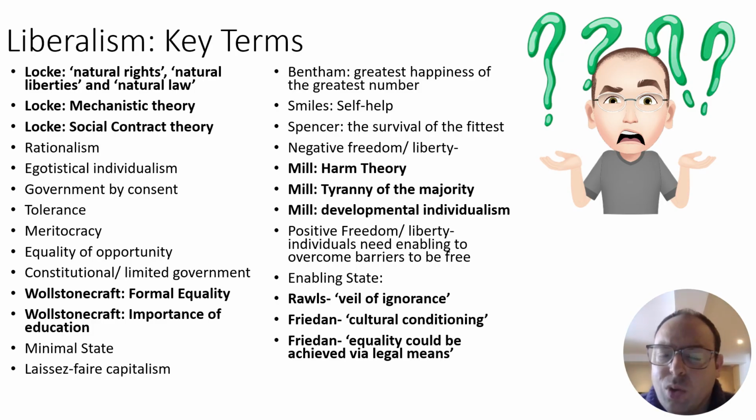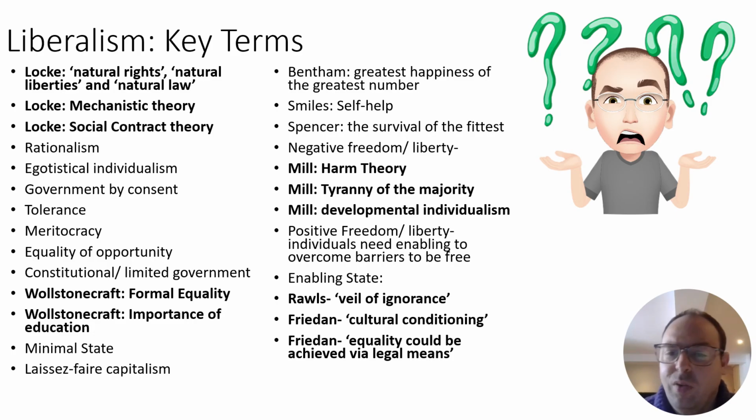And then modern liberals talk more about positive freedom, and so this is when the state starts stepping in and saying you have the right to do this, you have the right to that, this is protected, that is protected. And then we also see this fitting into positive liberty, where the state starts stepping in to help individuals overcome barriers to become free, and this is the idea of ensuring equality of opportunity, and therefore we see an enabling state.